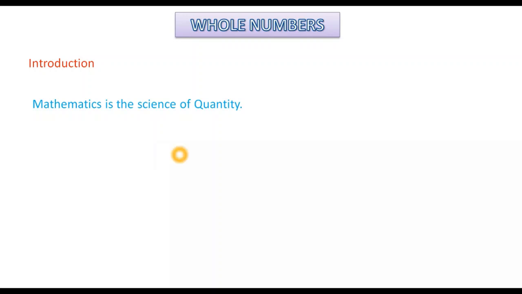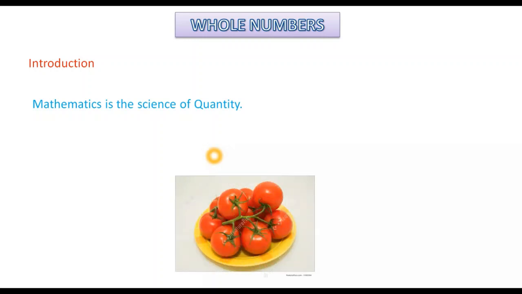For example, you go to a market to buy tomatoes, and it becomes very important to tell the shopkeeper how much tomatoes you need. And when the shopkeeper asks you how much tomatoes you need, what do you say? You have to say a number. You will say that I need 10 kgs of tomatoes, or 10 pieces of tomatoes. So what is 10? 10 is nothing but a number.